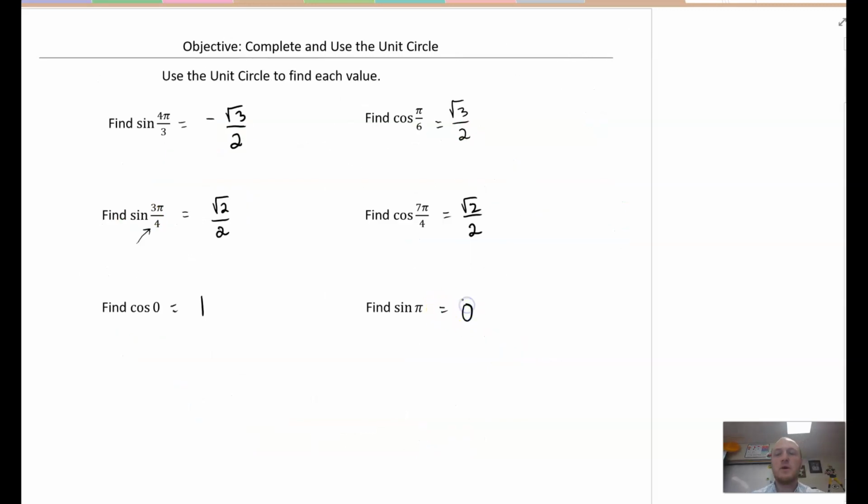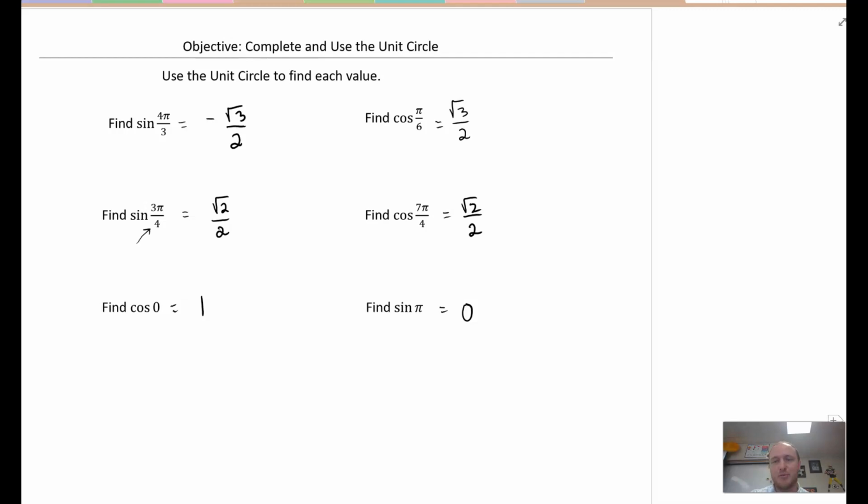Okay, so that's how we use the unit circle. They're going to ask you what's sine and cosine of certain angles, and you just have to find it on your unit circle, or eventually memorize it. You're thinking there's no way I can memorize it. Trust me, there's a way. There's a trick. I'm going to teach you the trick. We'll talk about that later.